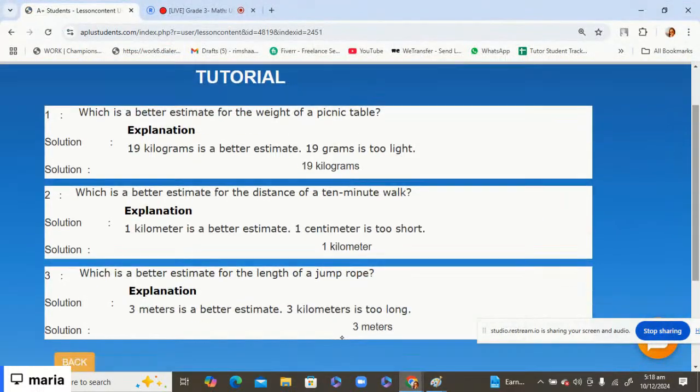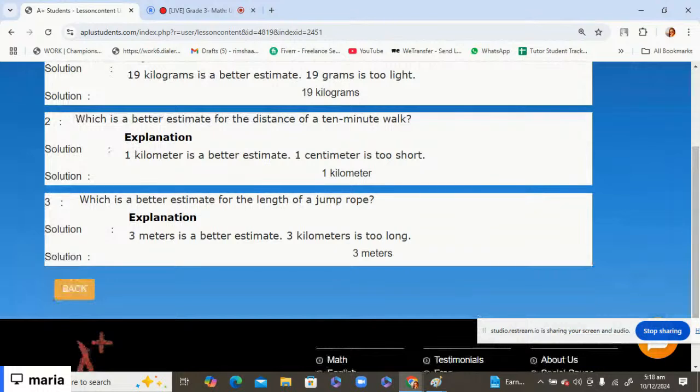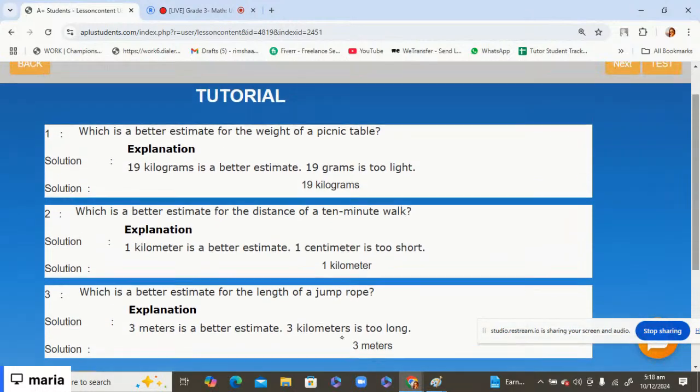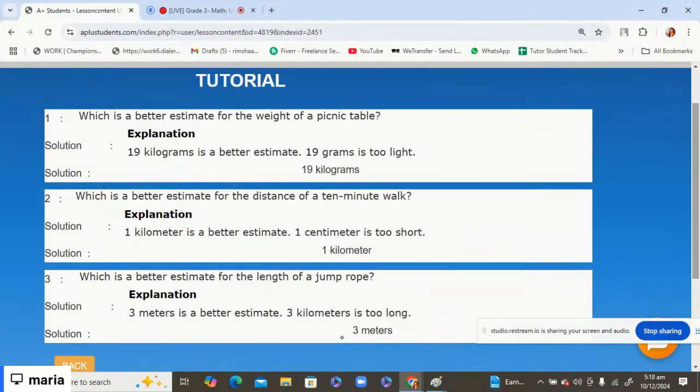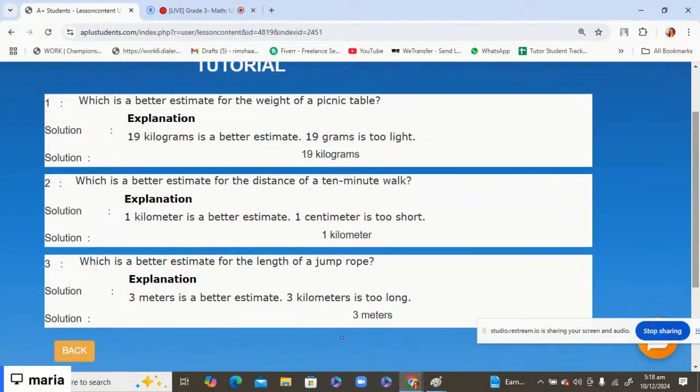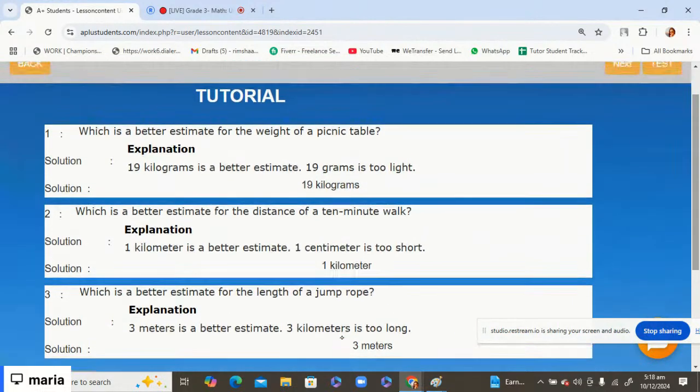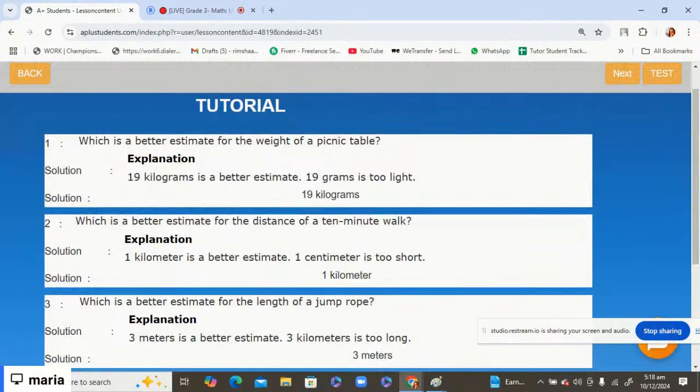Let's move back to here. Hope you guys understand this one. Let's discuss some examples from there. Look at the first example. Which is the better estimate for the weight of the picnic table? A table is a big thing. It's not a small weight, so we are using the kilogram. Kilo is greater as compared to only gram. Kilogram is the bigger unit.